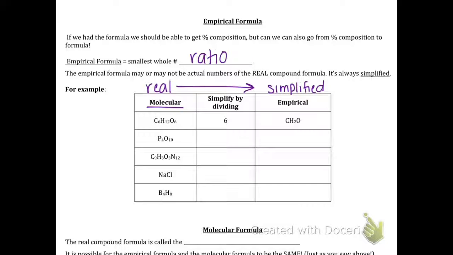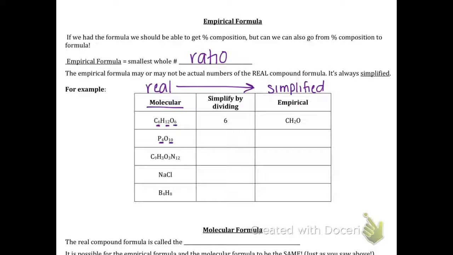Well, we have to take your real compound, look at the numbers, and see if we can reduce them. So if you have a 6, 12, and a 6, we can simplify by dividing each number by 6. So 6 divided by 6 gives you 1. 12 divided by 6 gets you 2. 6 divided by 6 gets you 1. Okay, so for example, if you have a 4 and a 10, what number can we divide both of them by?